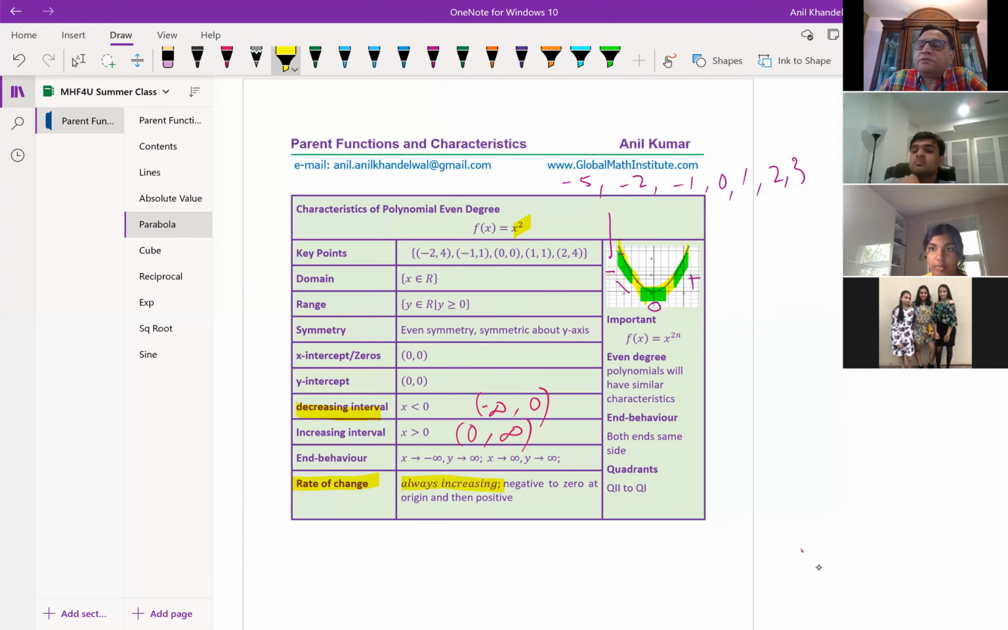A very common question, which most students will get wrong. Multiple choice. Okay. So that is a very, very critical thing to understand when we talk about parabola.